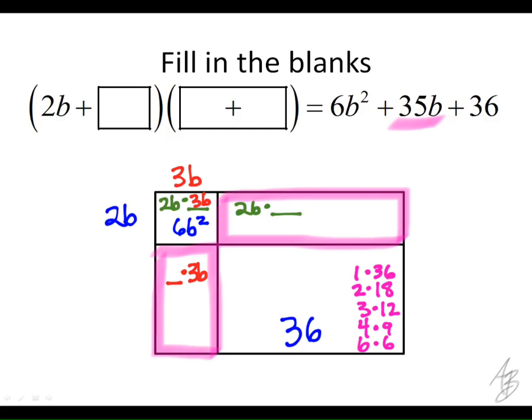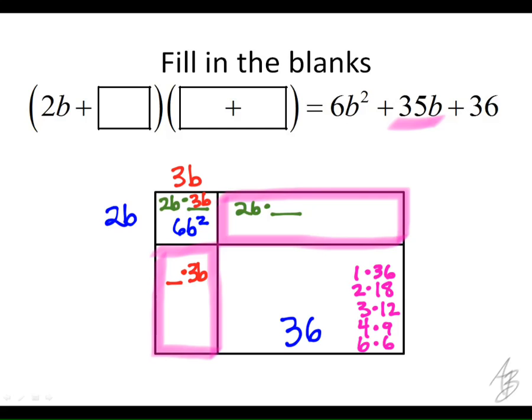Okay, so those are your choices. We actually have 9 choices here. Because we could have 1 and 36 or 36 and 1. We could have 2 and 18 or 18 and 2. We could have 3 and 12 or 12 and 3. We could have 4 and 9 or 9 and 4. We could have 6 and 6, and that's it, right? Because if I flip it, it's still just 6 and 6. So what do you guys want to try first?